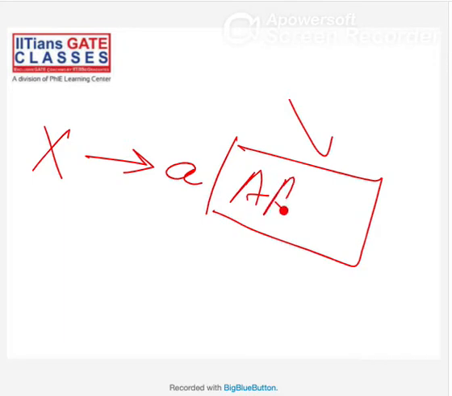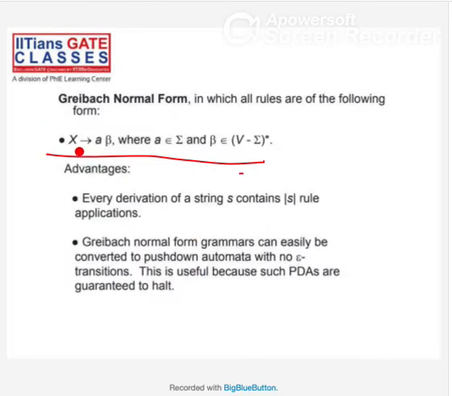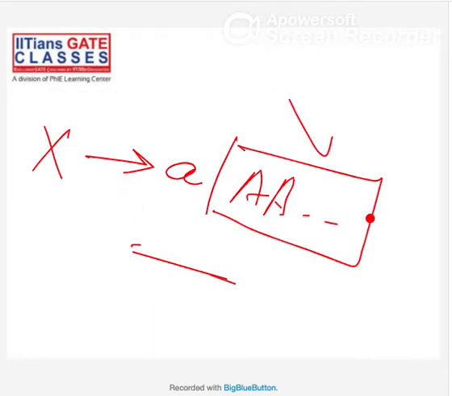So all variables, a sequence of variables. This is the only type of production we allow. So basically X goes to a beta. a is a terminal symbol, and this beta is a sequence of variables. So this is your Greibach normal form. So in the Greibach normal form, we only allow one type of production. And what is that production?